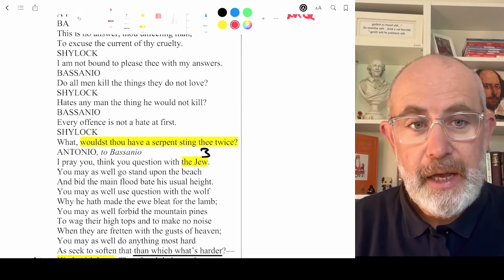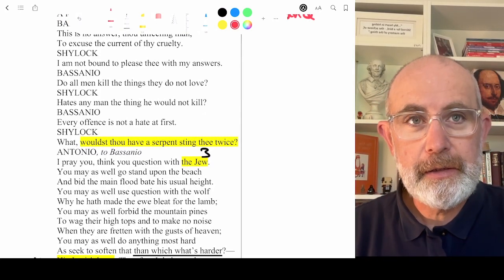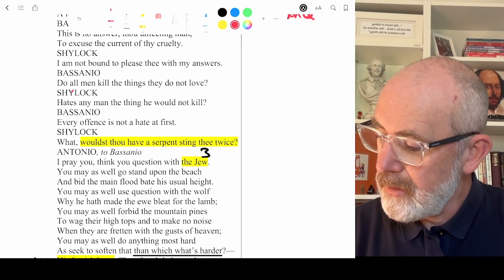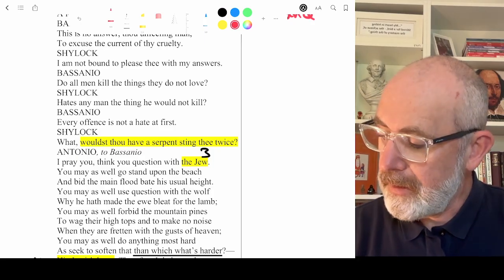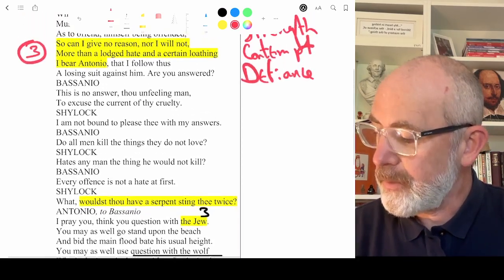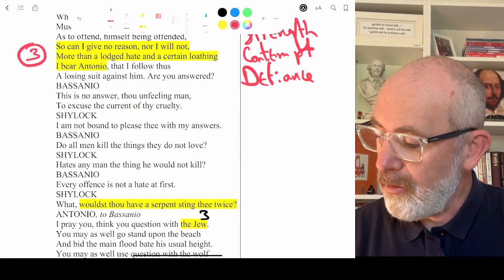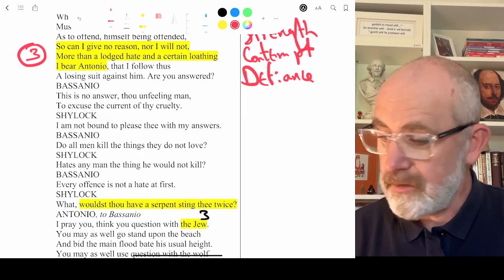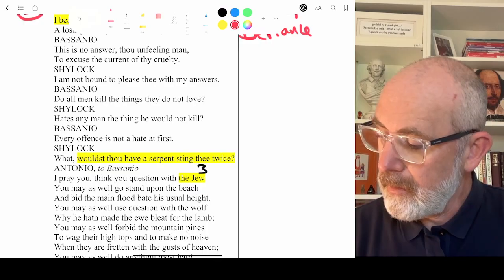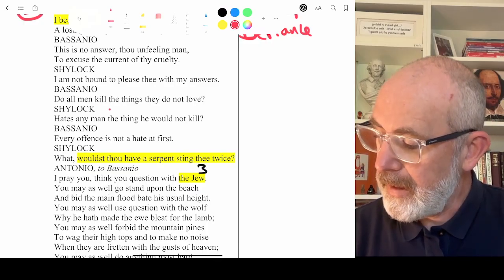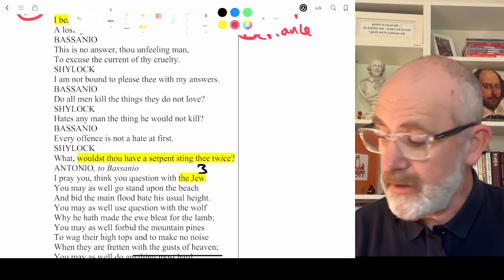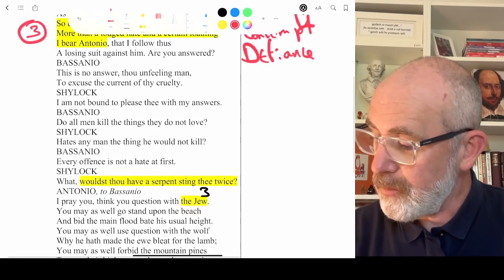When Bassanio tries to intervene on Shylock's behalf, there's an interesting interaction. Bassanio says, this is no answer, thou unfeeling man, to excuse the current of thy cruelty. Shylock says, I'm not bound to please thee with my answers. I don't care about you. Bassanio, do all men kill the things they do not love? Shylock, hates any man the thing he would not kill? Bassanio, every offence is not a hate at first. And Shylock says, what, wouldst thou have a serpent sting thee twice?